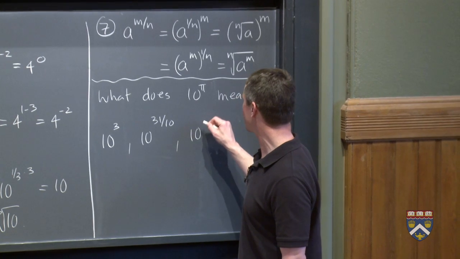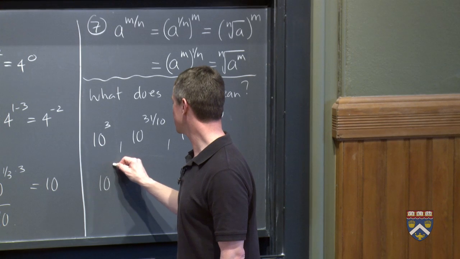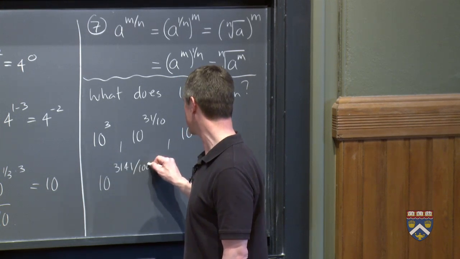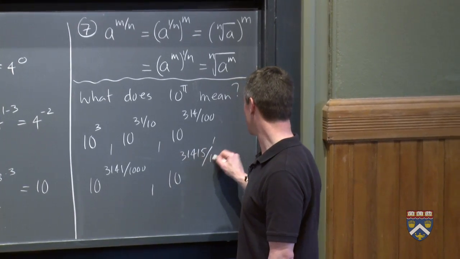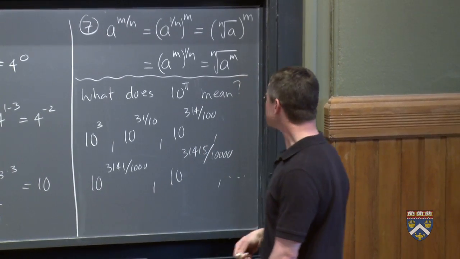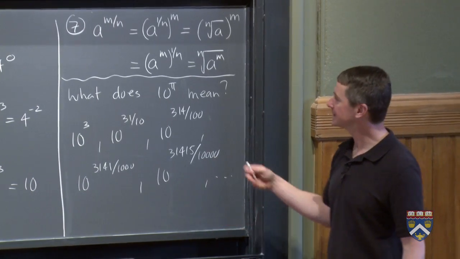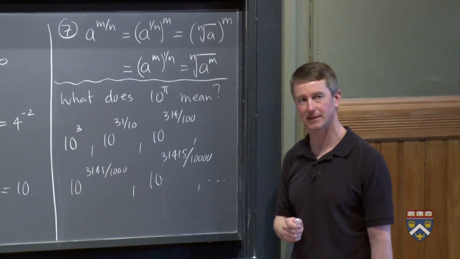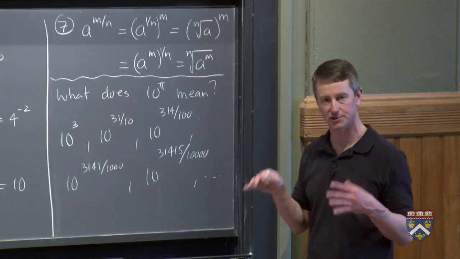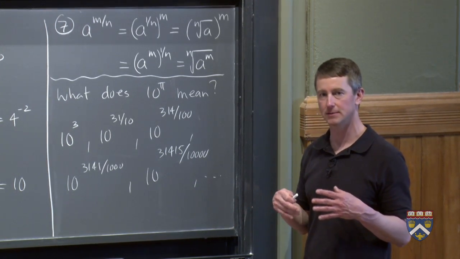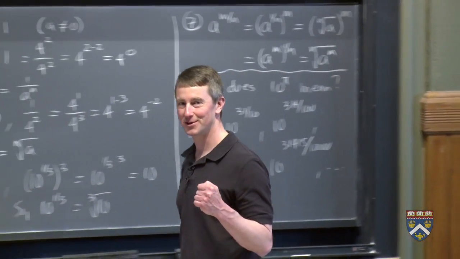And then if that's not good enough, I can write 10 to the 314 over 100. And if that's not good enough, 10 to the 3141 over 1,000. And if that's not good enough, 10 to the 31415 over 10,000. I can keep doing that, and I can make this exponent as close to pi as I want by using rational numbers. And since I know what it means when I put a rational number in the exponent, whatever value this sequence of numbers is getting closer and closer to is what we will define as meant by 10 raised to the pi.